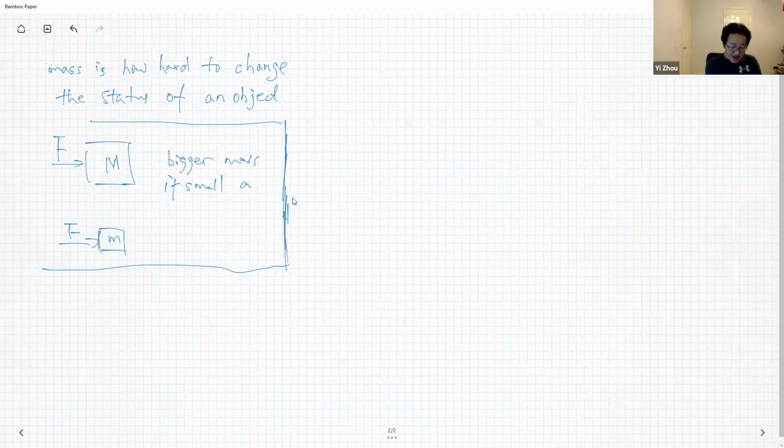About mass, there are actually two concepts. One is called inertial mass. The other is called gravitational mass.